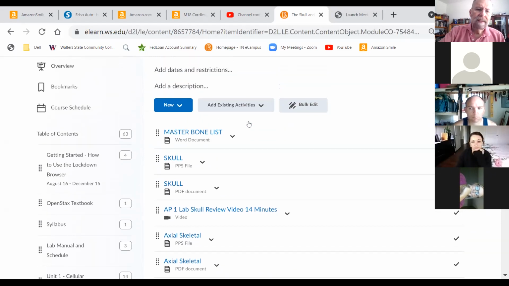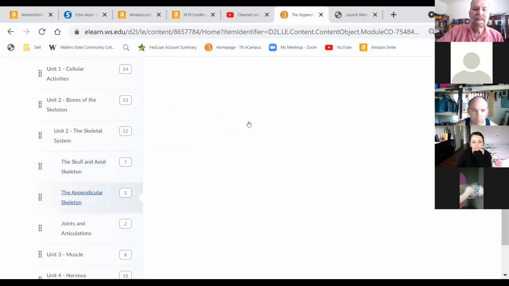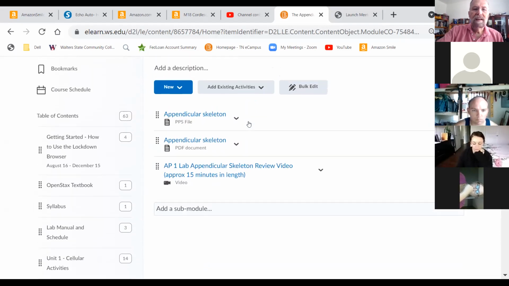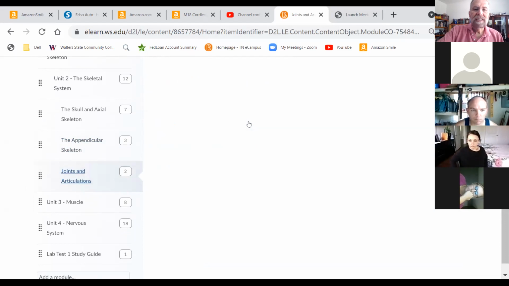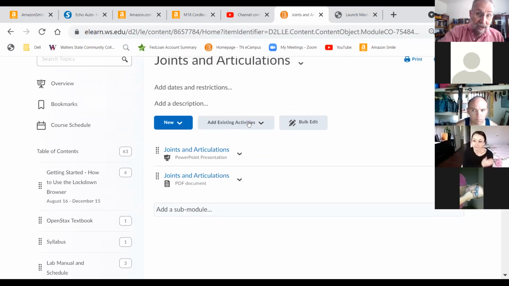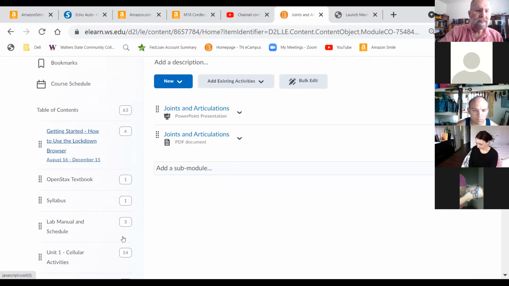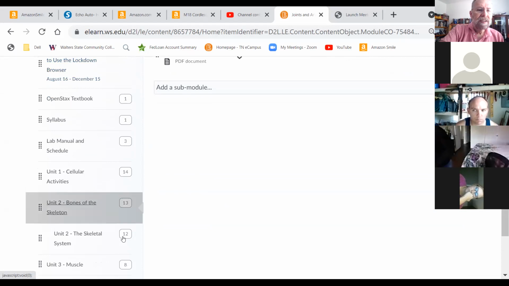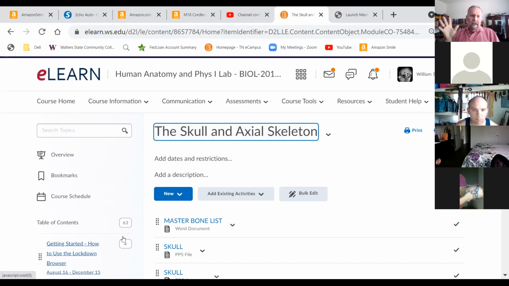Then in the next section, we have the appendicular skeleton with a short video on that, plus the PowerPoints. And then below that, we have joints and articulations, which are just the PowerPoints. So we're going to go through all of these over the next several weeks. And let me get back up here to skull and axial skeleton.